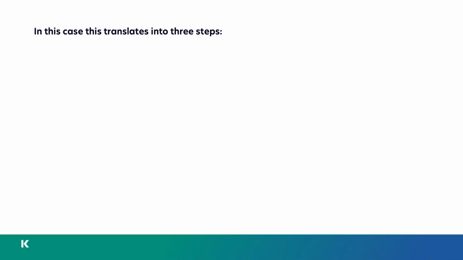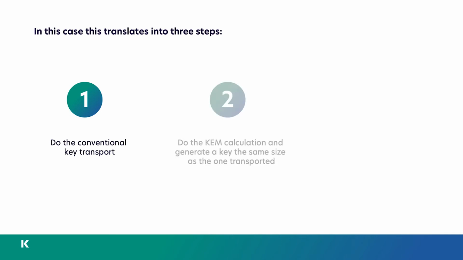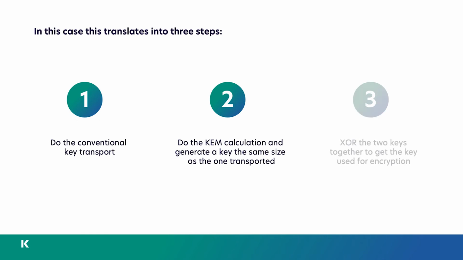The next steps are fairly simple. The first step is we do the conventional key transport, and the second step is to do the KEM calculations and generate a key with the same size that we used to do the key transport. And then finally, in step 3, we XOR these two keys to get the key for our encryption. So let's look how we do that in the code.